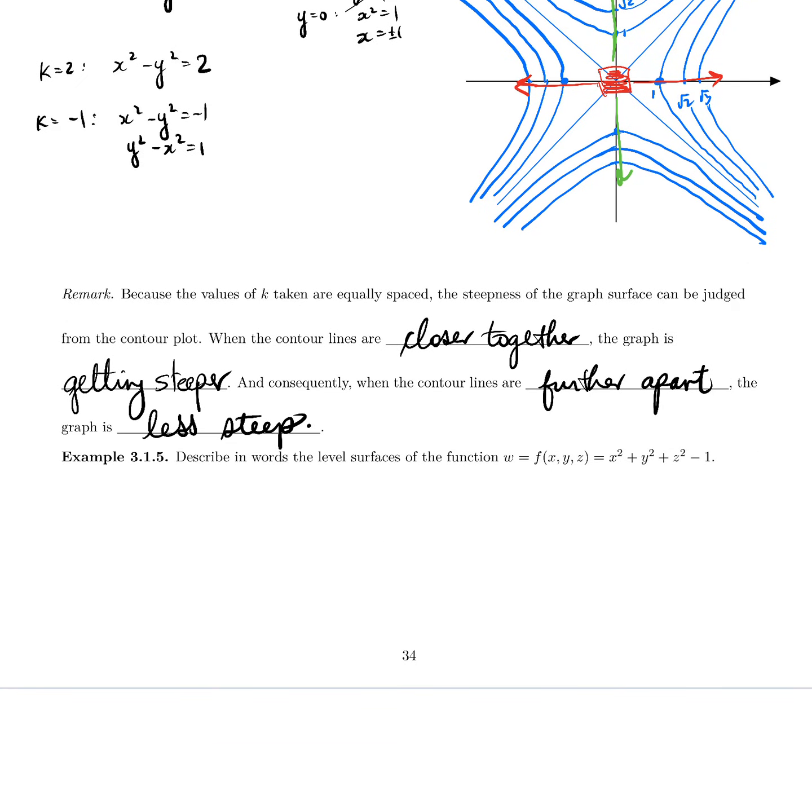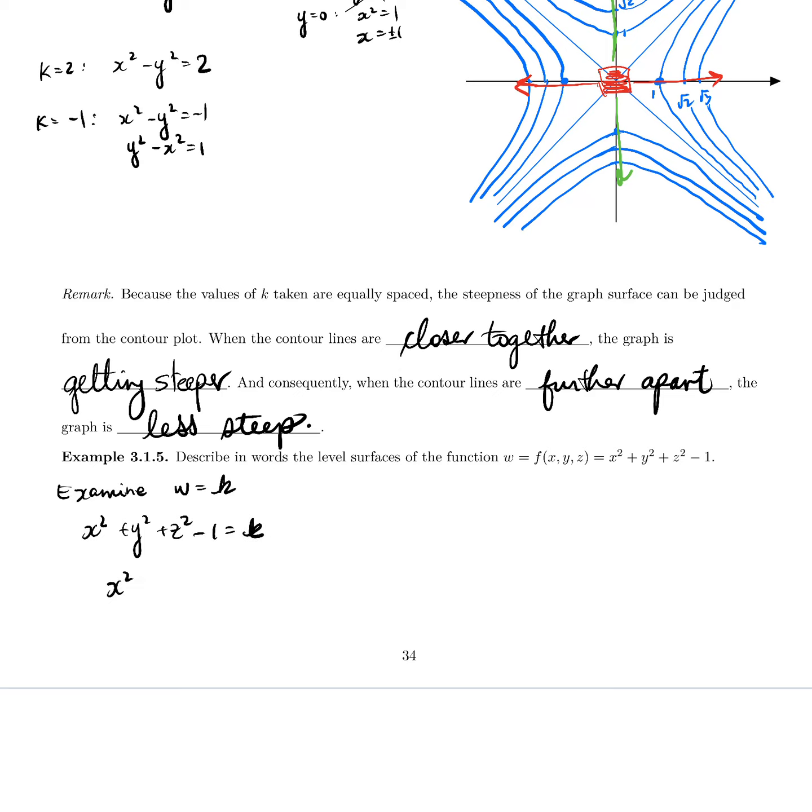Let's do example 3.1.5, which is the same kind of idea, except we're going to be describing in words the level surfaces of a function of 3 variables. So I want to examine again constant values. I want to examine places where w is equal to k. So in other words, x squared plus y squared plus z squared minus 1 is equal to k.